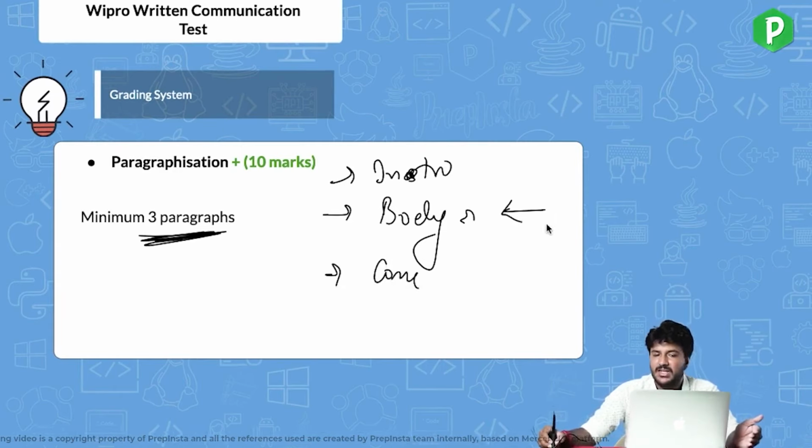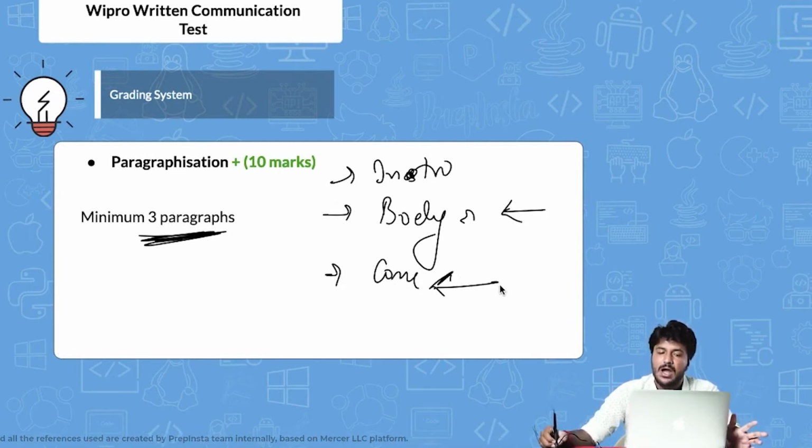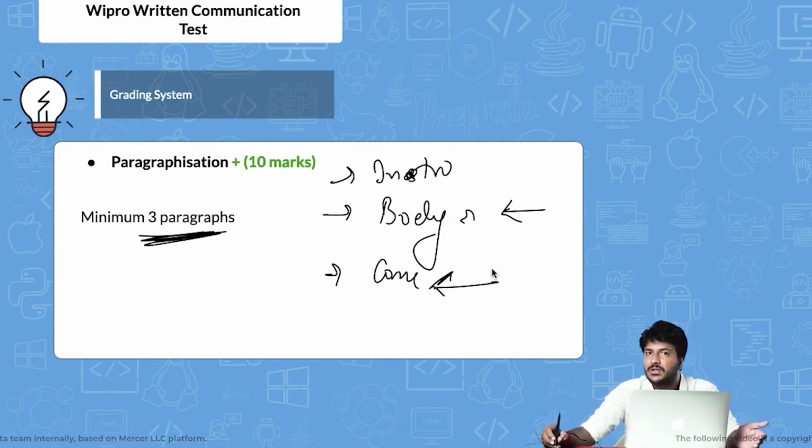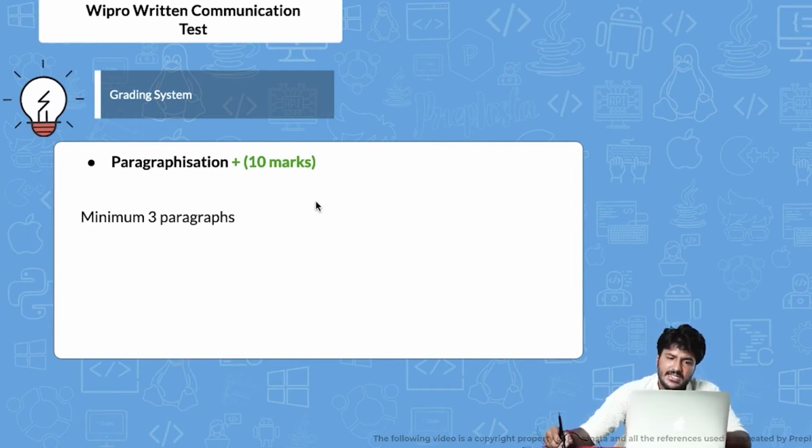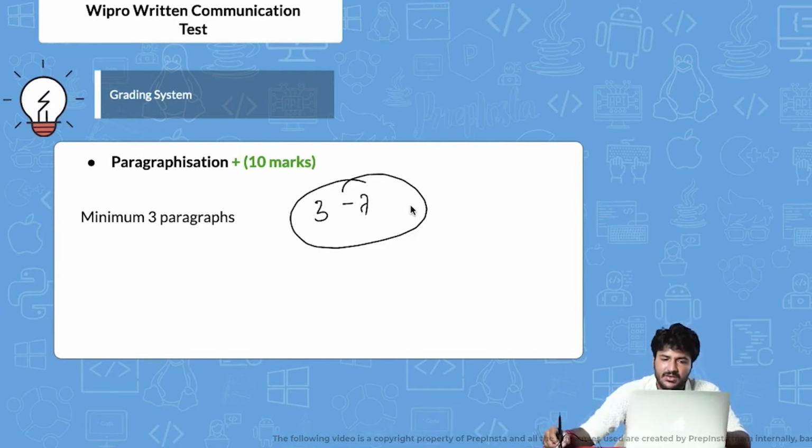So here, positive and negative you can maintain in the body, right? But in the conclusion, you have to have a definitive stand. Okay, it is bad or it is good, or whatever the essay tells you to do, right? So ideally three paragraphs, but what I would say is use anywhere between 3 to 7 paragraphs.